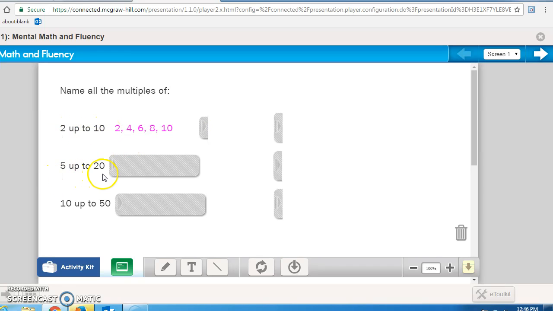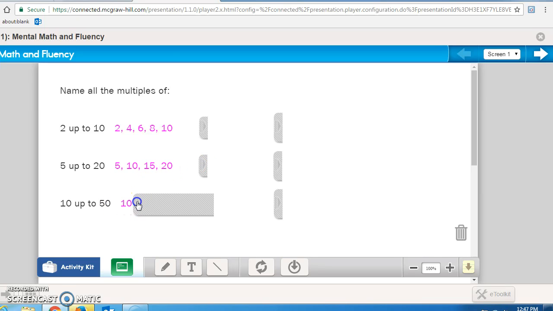Now from 5 up to 20. First number is 5. You could also do it by skip counting. Even though this says multiples, it is like skip counting because 5 times 1 is 5. We skip count another 5. That answer, 10, is 5 times 2, which is an addition of 5. So 15. And 20 is my last one because it says up to 20.